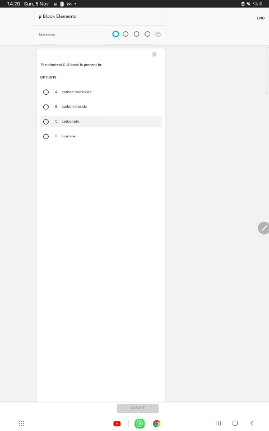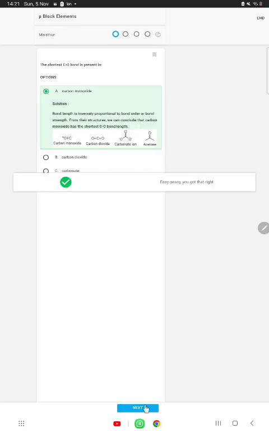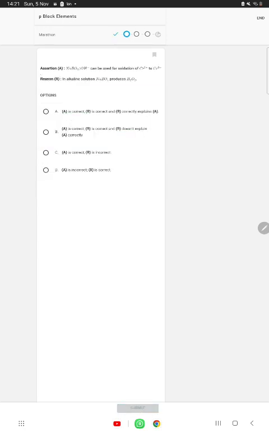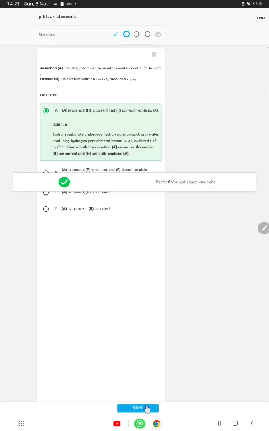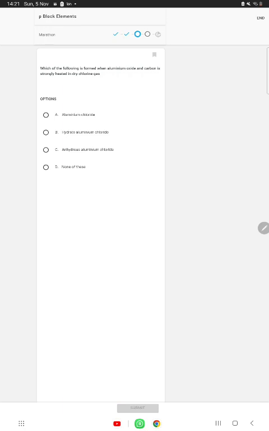The shortest CO bond is in carbon monoxide. Na3BO3 can be option A. Which of the following is formed when aluminum oxide and carbon are strongly heated in dry chlorine? Aluminum chloride, hydrated, anhydrous aluminum chloride.